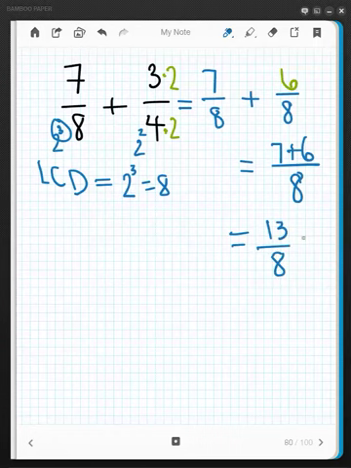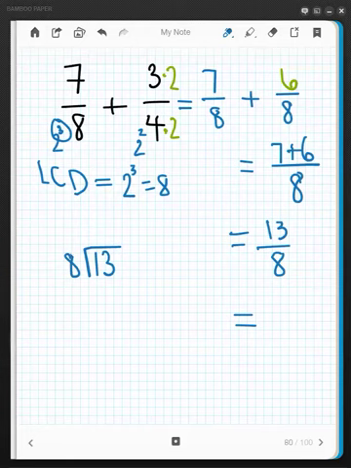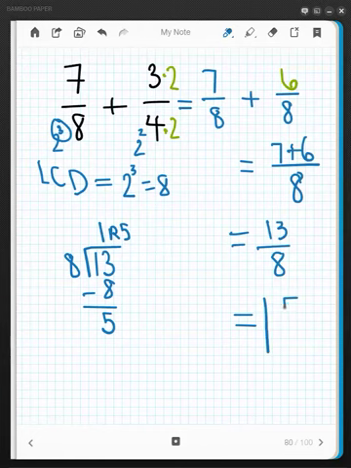Well, 13/8 is an improper fraction, right? The numerator is bigger than the denominator. So we want to change that to a mixed number. So remember, changing to a mixed number, numerator divided by denominator. 8 will go into 13 one time. 8 times 1 is 8. 13 minus 8 is 5. So we have a remainder of 5. So this is going to give me 1, and the remainder goes in the numerator. The denominator is the original denominator, and there we go.